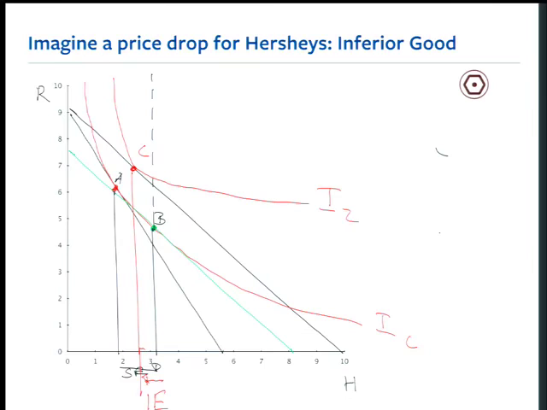So if I gave you $10, and let's use our original example, $2 for Hershey's, $1 for Reese's, you would consume a certain bundle. If I then drop the price for Hershey's to $1, you would consume another bundle, right? Whatever that move is from the original price consumption bundle to the post-price drop consumption bundle is the move from A to C, right? That's the overall observed thing I see.